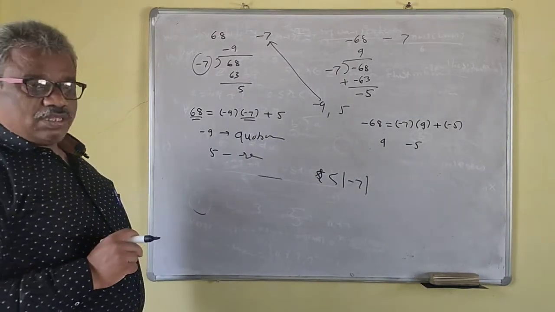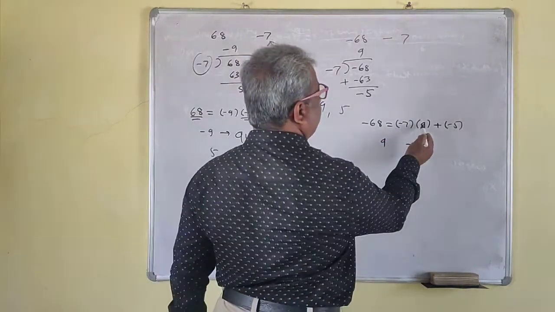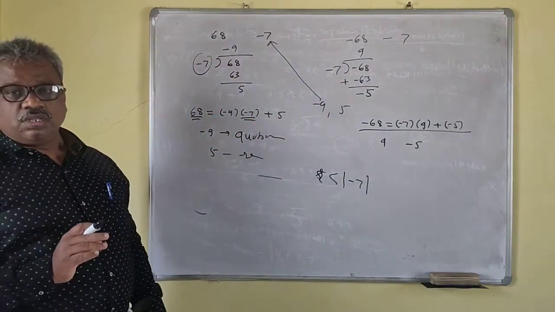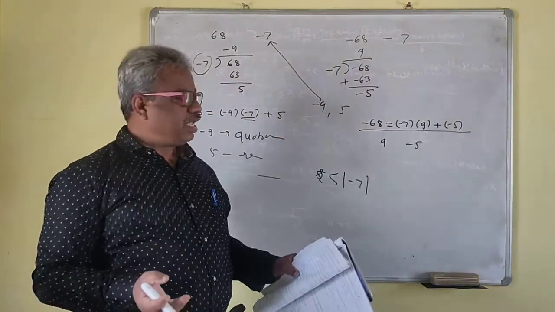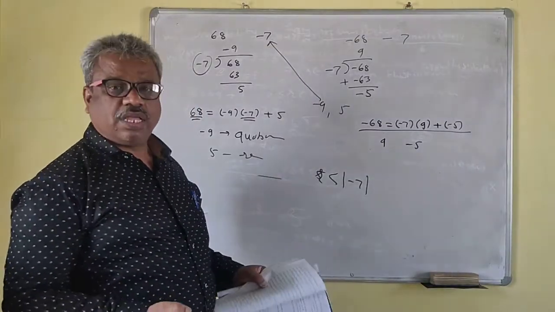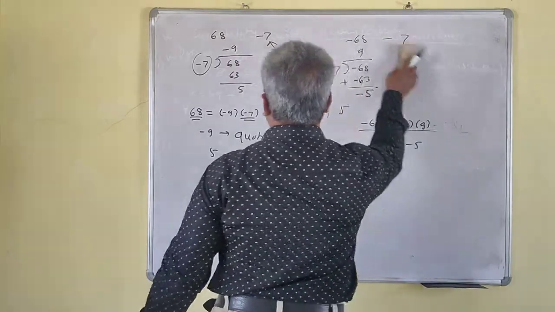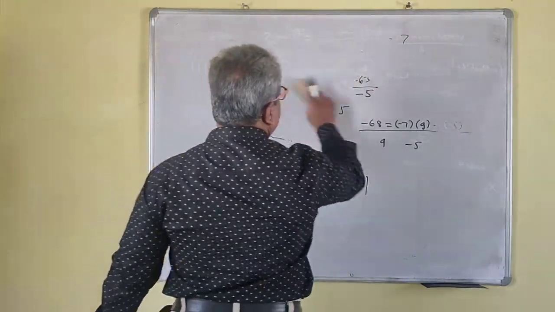9 is the quotient. So this is minus 7 into 9. See whether these two are equal or not. Yes, they are equal. That means 9 is the quotient and minus 5 is the remainder. Okay. So in this way you can apply the division algorithm. You can find the quotient and the remainder.